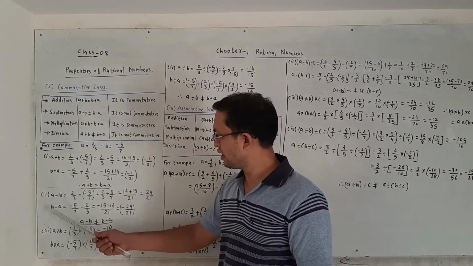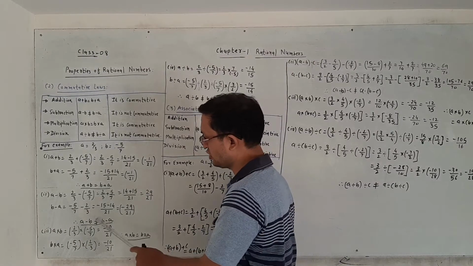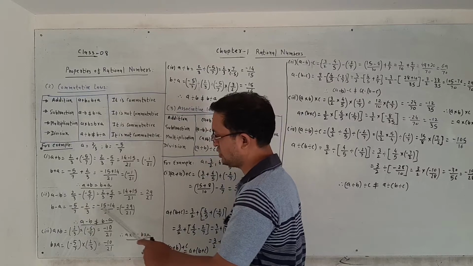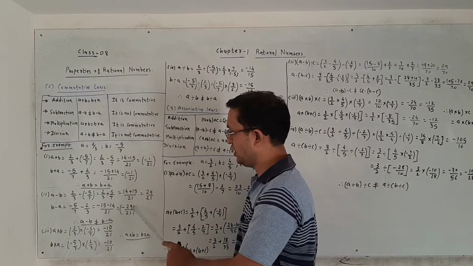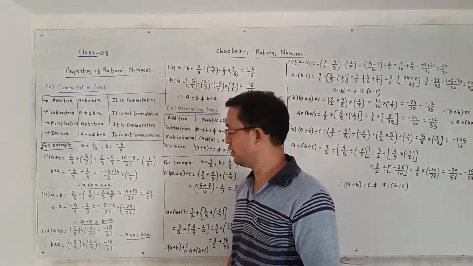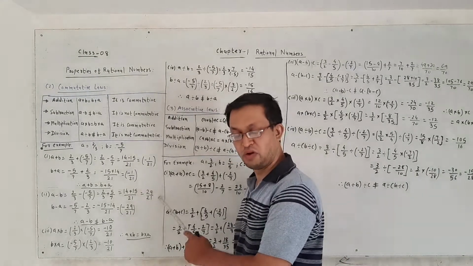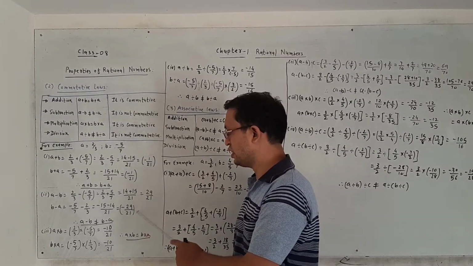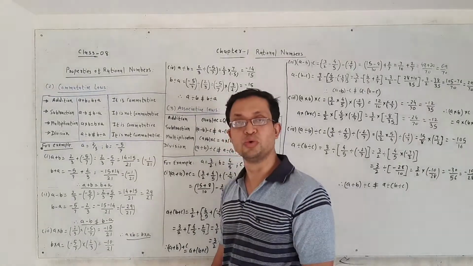But b minus a is minus 5 by 7 minus 2 by 3. Cross multiplication, 5 times 3 is negative 15, 7 times 2 is 14, negative 14. Minus 15 minus 14 by 21, that is negative 29 by 21. Both are different. A minus b is 29 by 21, b minus a is negative 29 by 21. Therefore a minus b is not equal to b minus a.